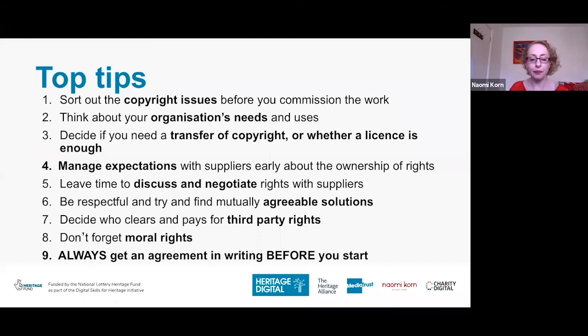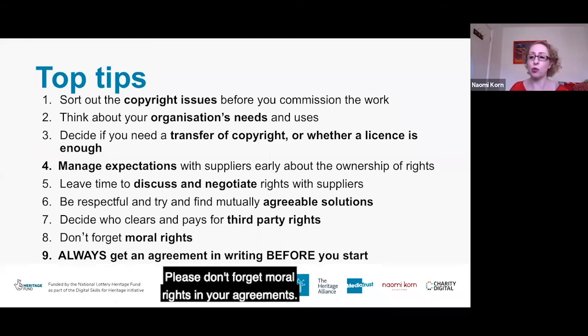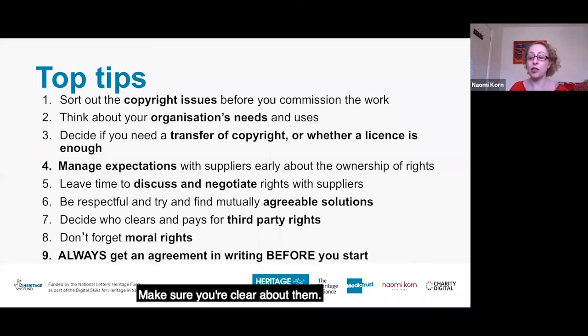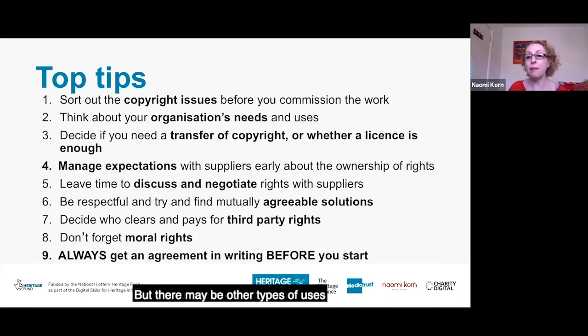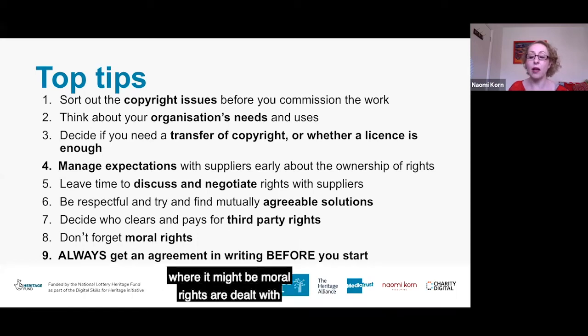Please don't forget moral rights in your agreements. Make sure you're clear about them. Make sure you decide whether you need a waiver of moral rights. And I would say, for example, if something is client confidential, if it's a report, an internal report, or even a very, very high value piece of content like a new website or a new logo, then yes, a waiver of moral rights is entirely appropriate.